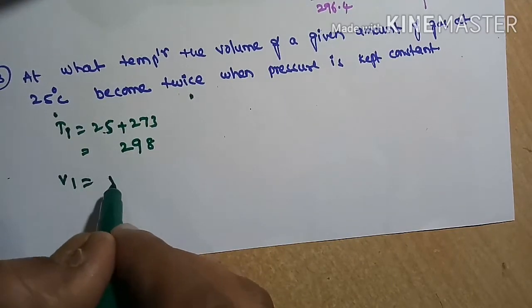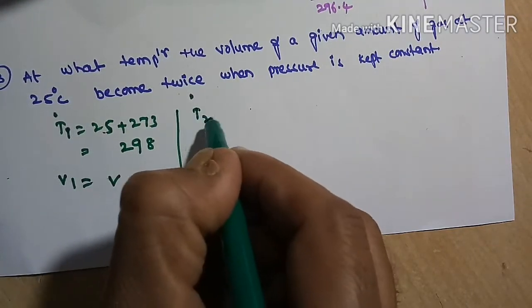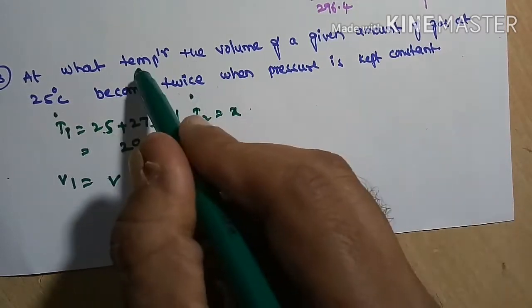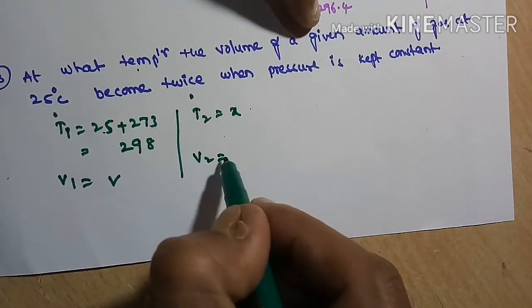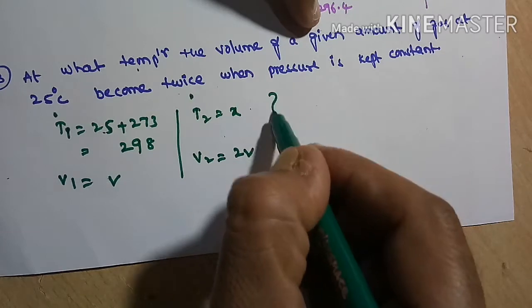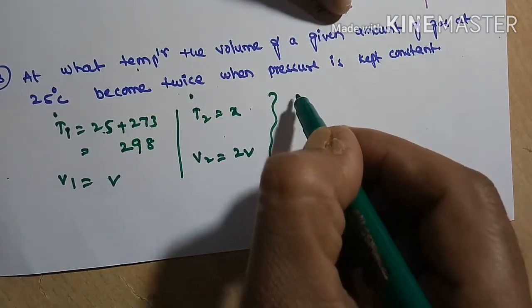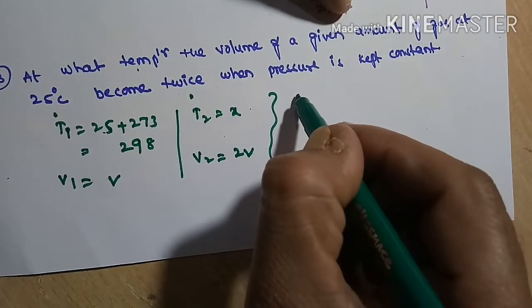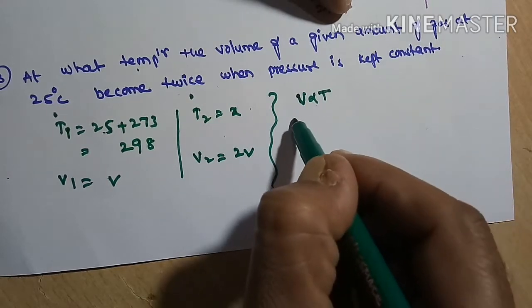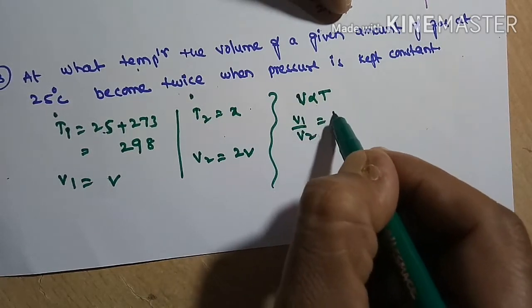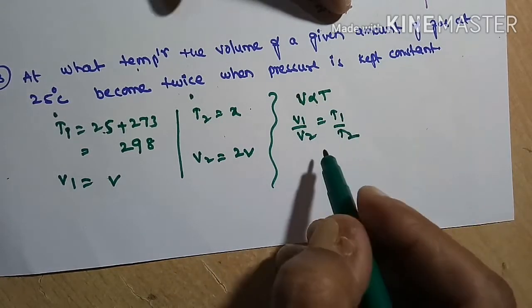Then V1 is equal to V. T2 we should find out. V2 is equal to 2V, since the volume is doubled. We have the TV relation at constant pressure: V is proportional to T. So V1 by V2 is equal to T1 by T2.